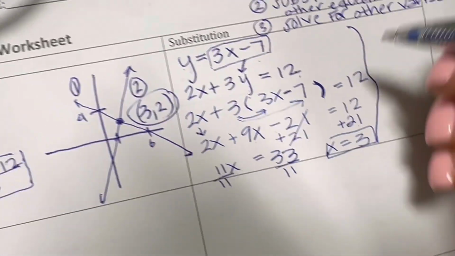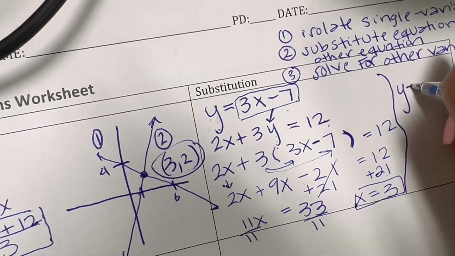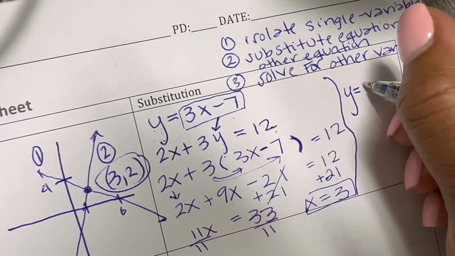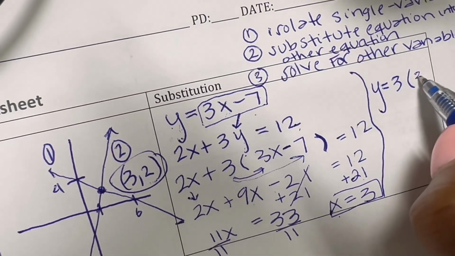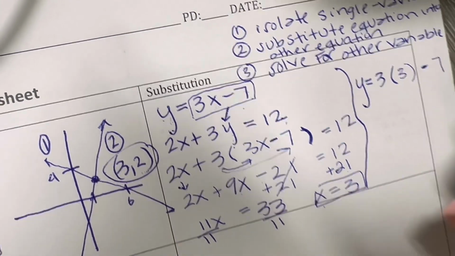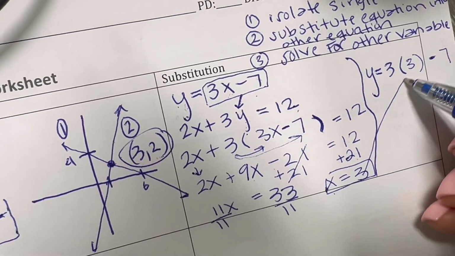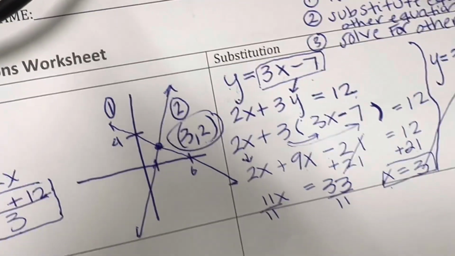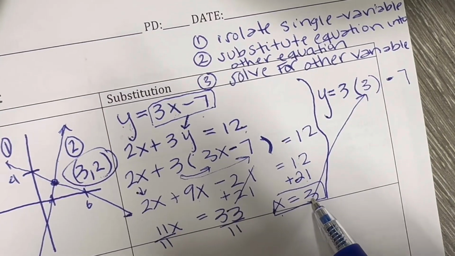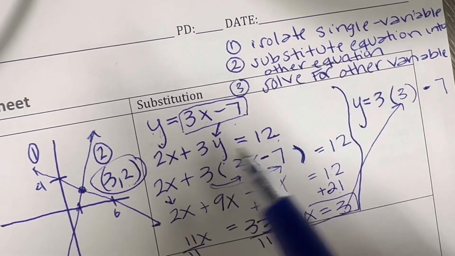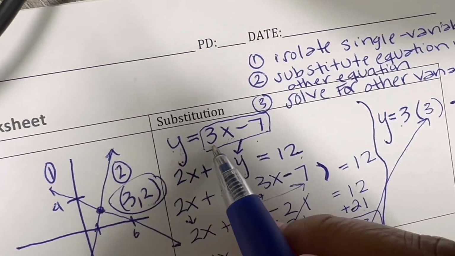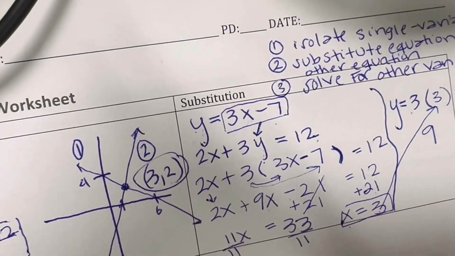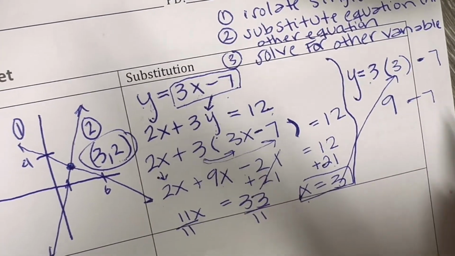Look at that. So now you go back up here and put it in there. Y, what does y equal? Y equals 3 times 3 minus 7. So we're plugging this 3 into this x, into the original equation. Either equation, it doesn't matter, but this one's easier. So 3 times 3 is 9. 9 minus 7 is, got it, 2.